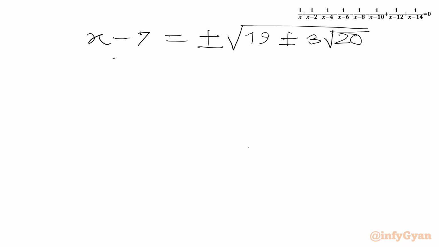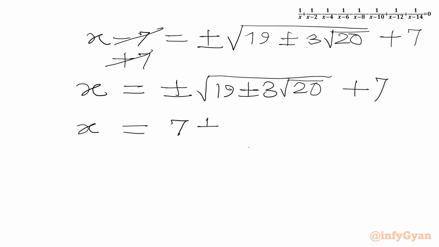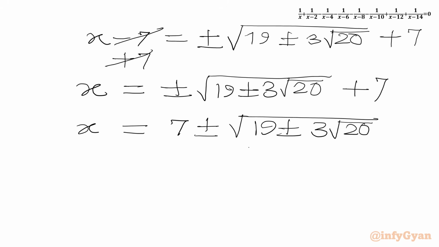Now we have to add 7 to both sides. So we will add 7 to RHS also. We will cancel plus and minus 7. We are going to write x value plus minus square root of 19 plus minus 3 square root 20 plus 7, or we can write x will be equal to 7 plus minus square root of 19 plus minus 3 times square root 20. So here we have 4 real solutions.